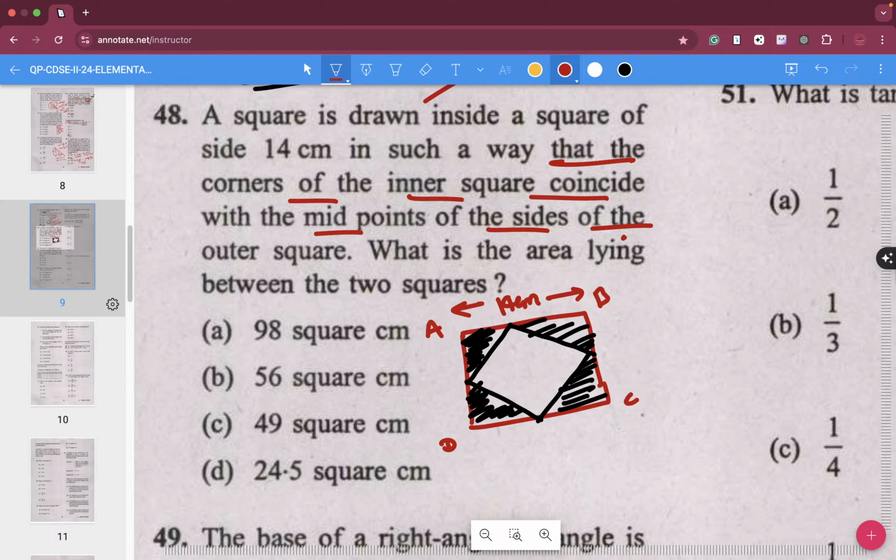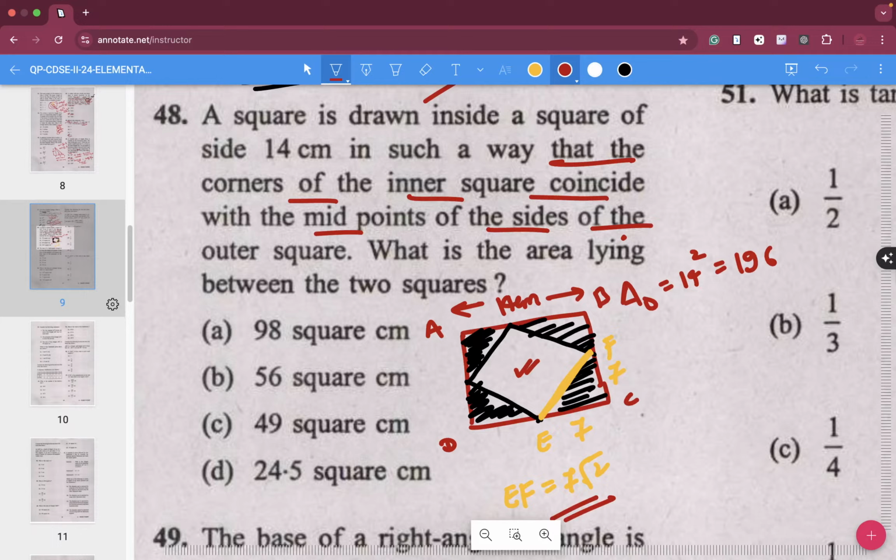Okay, so the area of the outer square is equal to 14 square, which is 196. Now let me call this value EF. So what is the value of EF in that case? This value is 7, this value is also 7, so the EF value over here is 7 root 2.